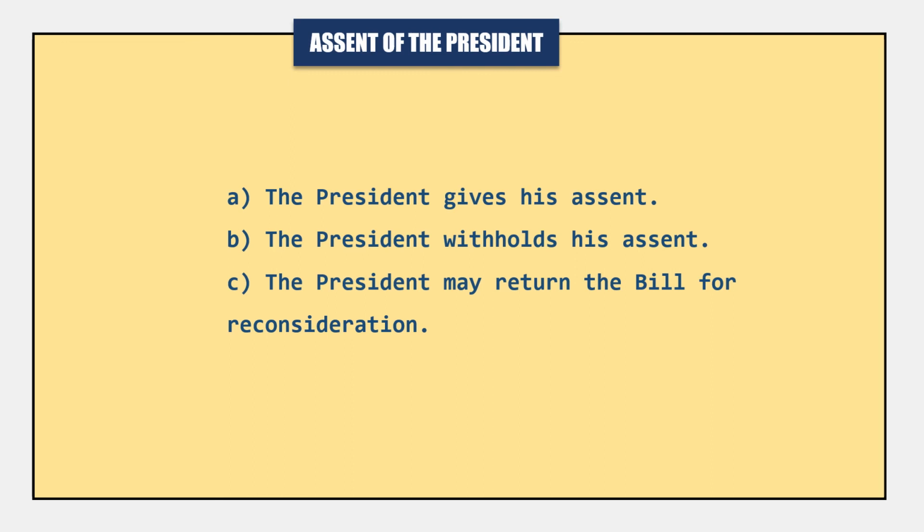B. The President withholds assent, it remains in his office. The President can put his assent at later time or the future presidents can put their assent.